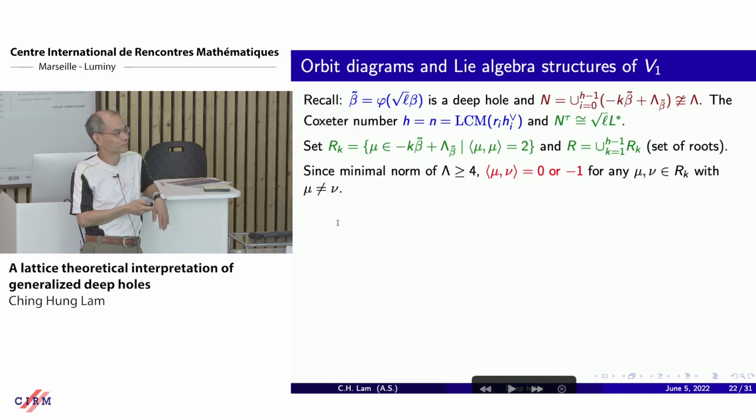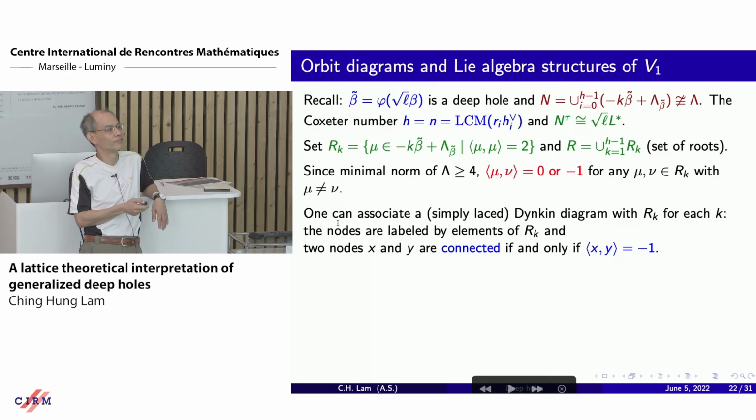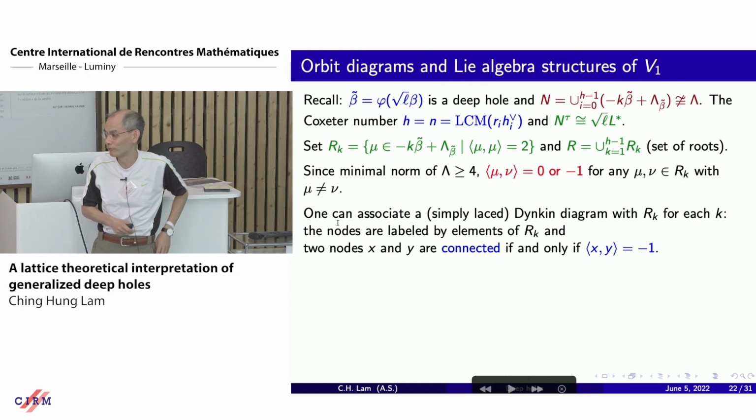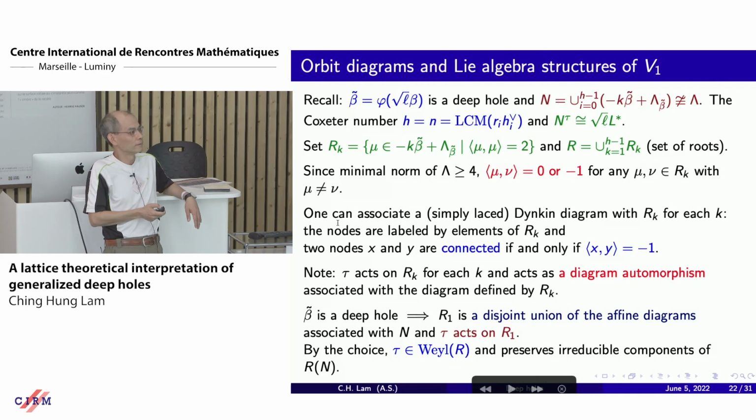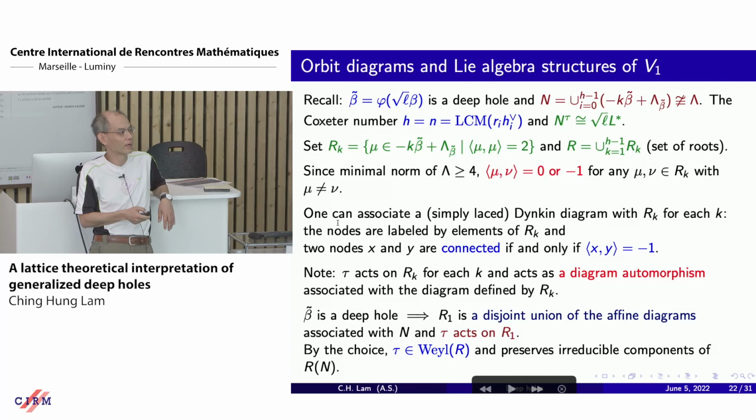Then you can consider the Dynkin diagram associated with this R_k, for each k. The two nodes are labeled by elements of this, and they're connected only if x and y have inner product minus one. So it's the same as before, like a Lie algebra. What's important is tau actually acts on each R_k, because tau fixes this beta. So tau will act on each k, and actually it acts as a diagram automorphism for each k. In particular, our assumption is beta tilde is a dipole, so this first set is a disjoint union of so-called affine diagrams associated with the N. So you have many affine diagrams, and tau acts on them as a diagram automorphism.